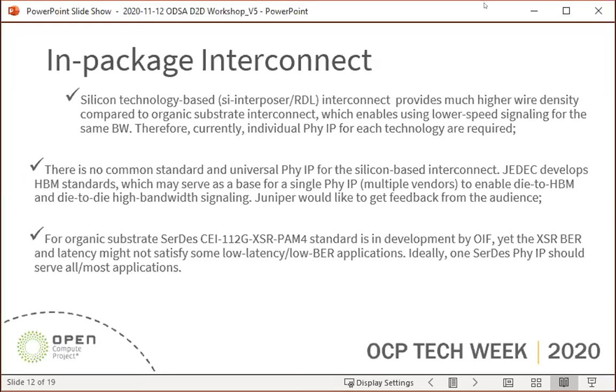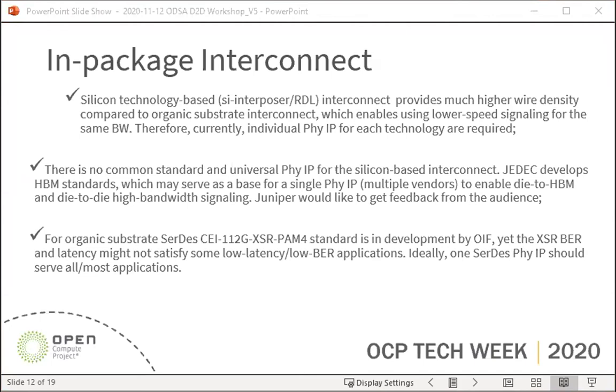And if I look at the current situation in silicon-based interconnect, as Mark mentioned, there are a lot of proprietary solutions. And really the only standard-based interconnect available today is actually HBM interconnect, to communicate between an HBM PHY sitting on an ASIC die and HBM memory. And this PHY may serve, I would think, as an option for a single PHY, which can be provided by multiple vendors, to enable maybe both die to HBM and also die to die high bandwidth signaling.